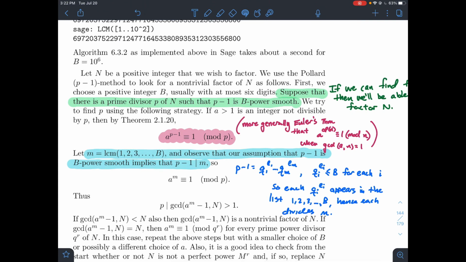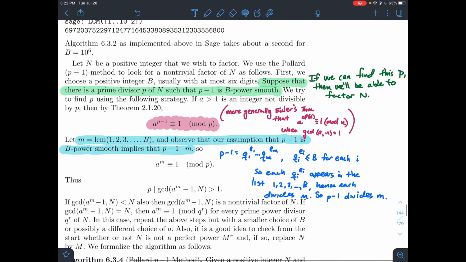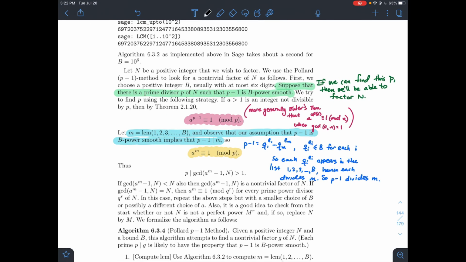So each qi to the ei has to divide this least common multiple. Therefore, each one has to divide m, and so p minus 1 itself has to divide m as well. In other words, if each one of these individually divides m, then so does their product. So p minus 1 has to divide m. Hope you followed along with that. And so what else do I know then?